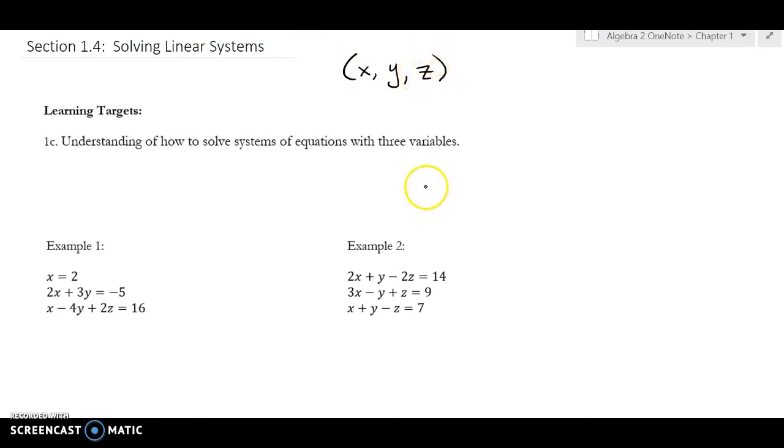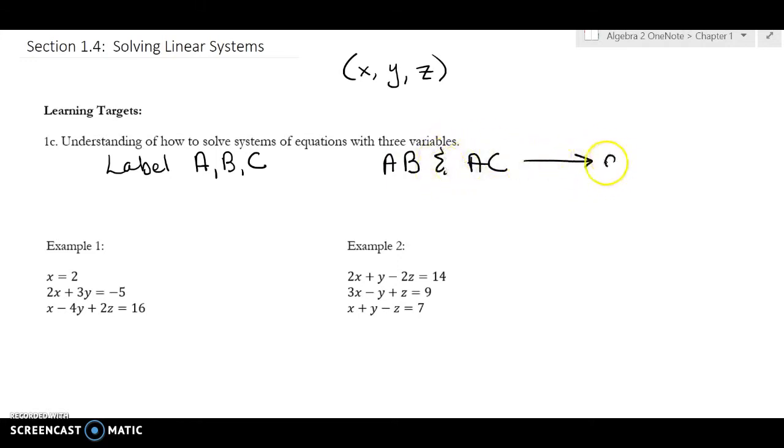And these are tricky, and they're not always the same, but there's some things that you should do that will help. One thing is you should label your equations A, B, and C. That might help you understand which equation you're using. And then the next step that's going to be helpful is you're going to need to combine two, maybe AB, and then do AC. And then when you combine these, you get rid of the same variable.